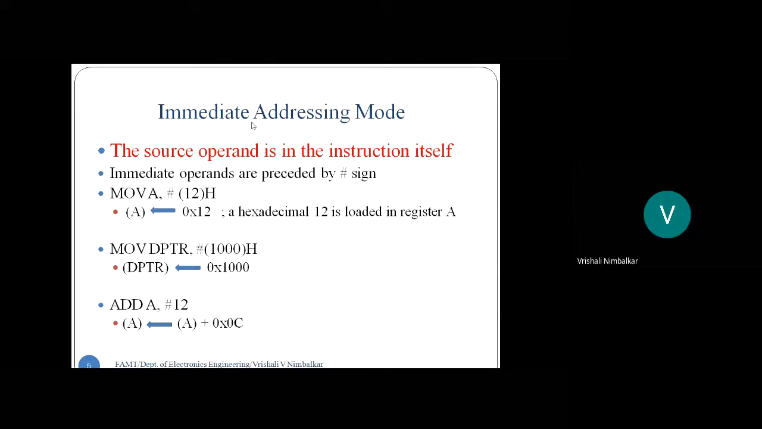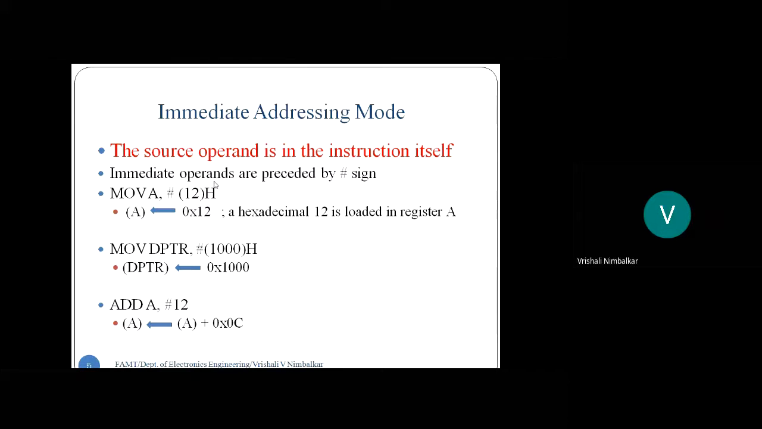In immediate addressing mode, the source operand is in the instruction itself. And how do you recognize that? It is preceded by a hash sign. So wherever there is a hash in the instruction, you should understand this is an immediate addressing mode instruction. A few examples have been given. Look at the first example: MOV A, hash 12 hex. Hash means the data is in the instruction itself. Immediate addressing.